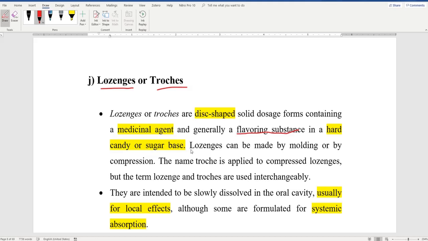Lozenges can be made by molding. إذا تتذكروا, if you remember, molding is the secondary way for preparing tablets. يعني secondary, I mean most tablets are prepared by compression. Now lozenges can be prepared by compression or by molding. Usually, if it is prepared by compression, we call it troche. Okay, يعني troche is usually applied to the compressed lozenges. Lozenges, معناته it's molding, but it can also be compressed. When lozenges are compressed, we call it ايش? Troches.